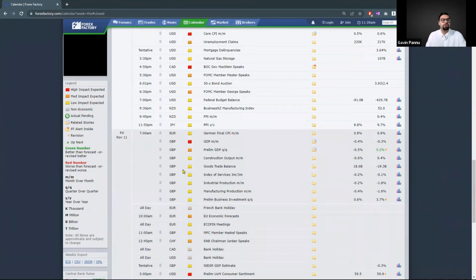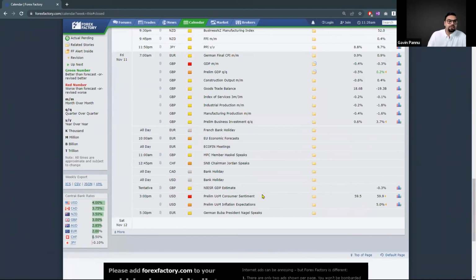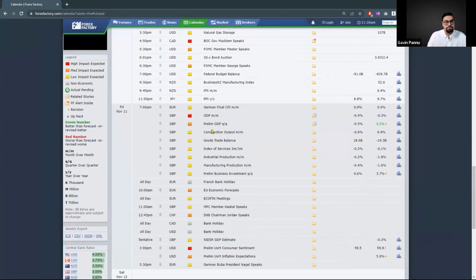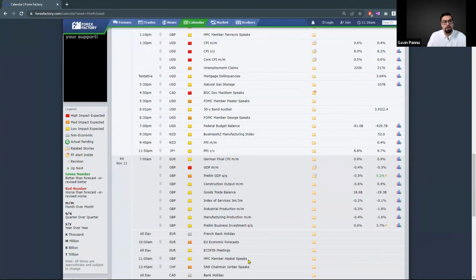And then at the end of the week, you've got the UK GDP month-on-month figure. And that's it, really. There's always the University of Michigan sentiment report that we have at the end of each week anyway. Okay, so that's what we have on the cards.